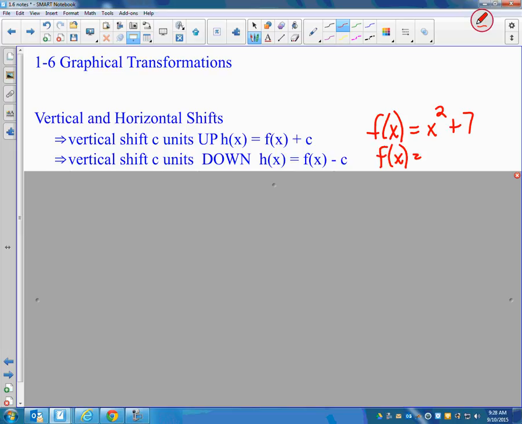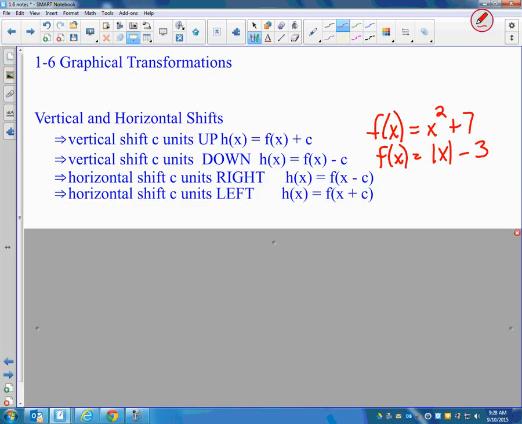Or if I wrote the absolute value of x minus 3, that would take that v-shaped absolute value and just move it down 3. So adding and subtracting for any function outside of the function is always going to give you a vertical shift. So vertical shift is on the outside. Horizontal shift is on the inside. So again, horizontal shift, c units to the right or the left. Give me a minute, and then we'll write some examples.